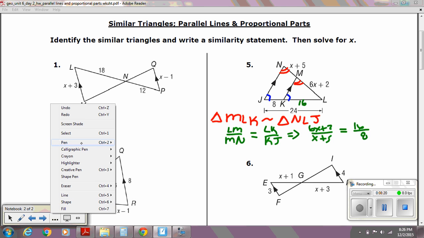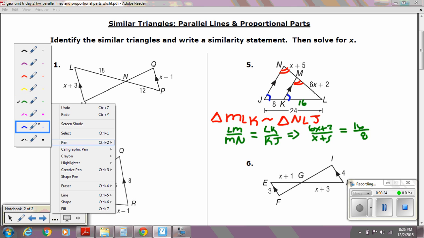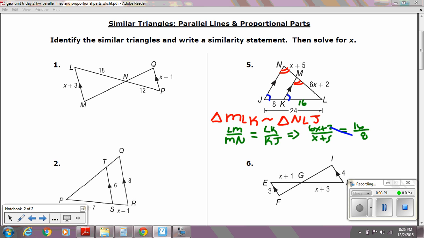So now I have to cross multiply. So that means it would be 8 times 6x plus 2. Set it equal to 16 times x plus 5. I'm running out of space over here. Well, I can write up here. So 8 times 6 would be 48x plus 8 times 2, which is 16. Set it equal to 16x plus 5 times 16, which is 80.